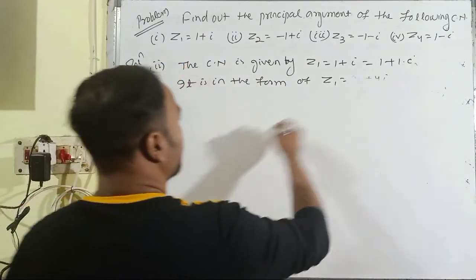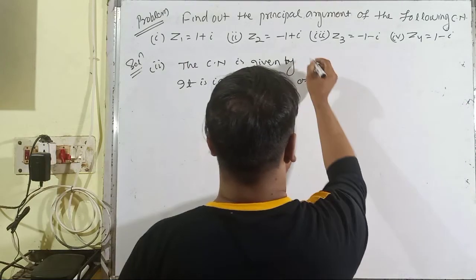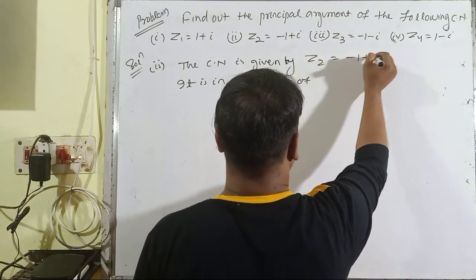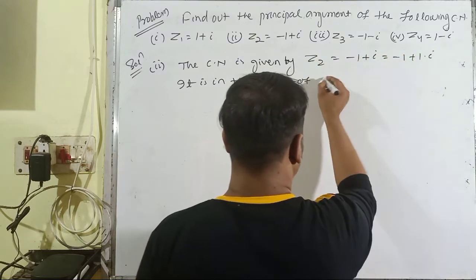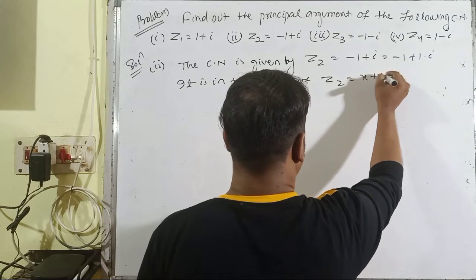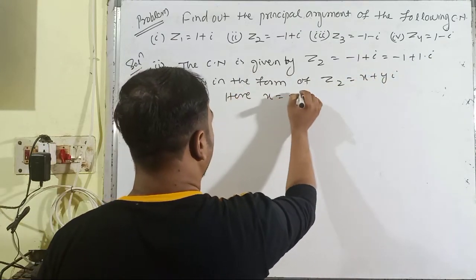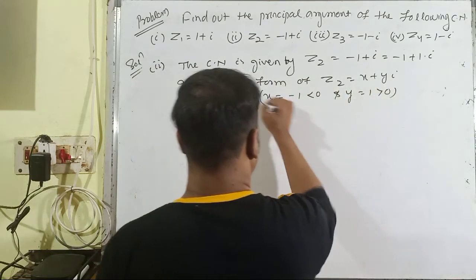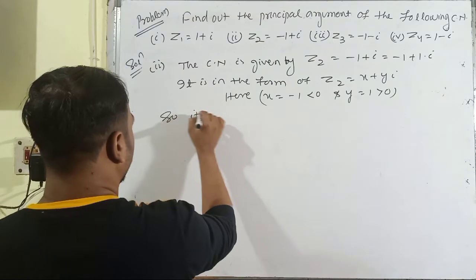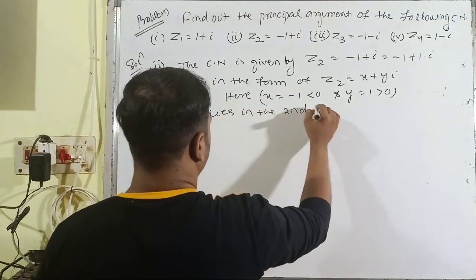So moving to the second bit, the given complex number is z2 is equal to minus 1 plus i. That means minus 1 plus 1 into i. It is z2 is equal to x plus yi. Here x is equal to minus 1, less than 0, and y is equal to 1, greater than 0. So it lies in the second quadrant.